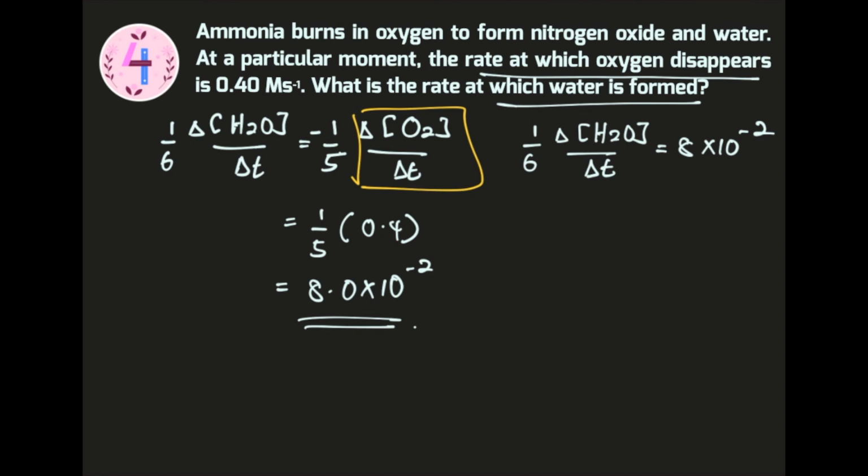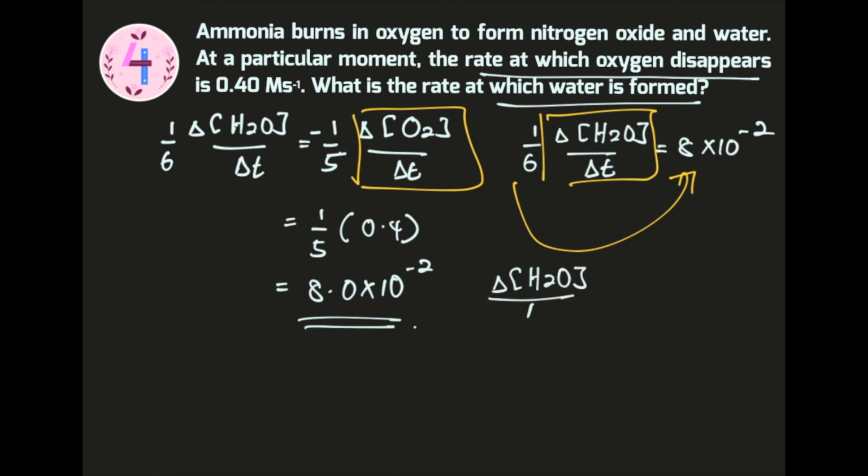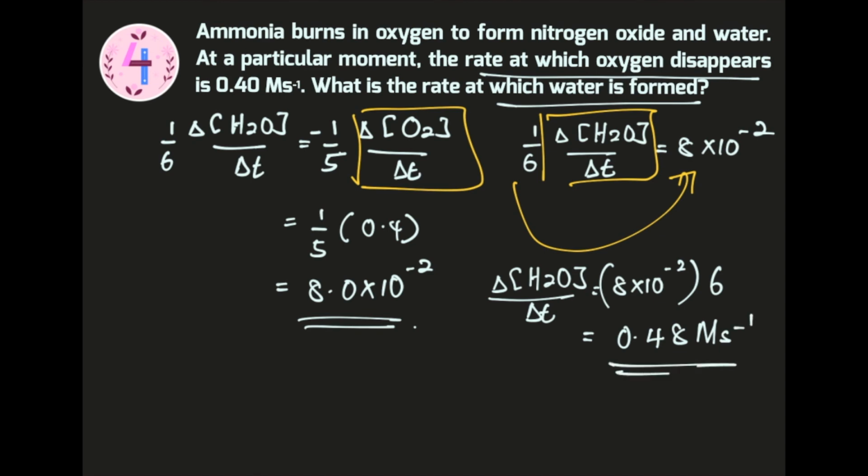But you want only this part. So you're going to bring this up. So delta concentration of water over delta T is equivalent to 8 times 10 to the power of negative 2 times 6. So you shall get 0.48 molar per second. Right, this is the final answer for the fourth question.